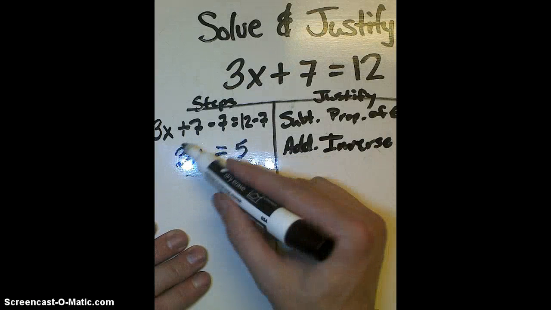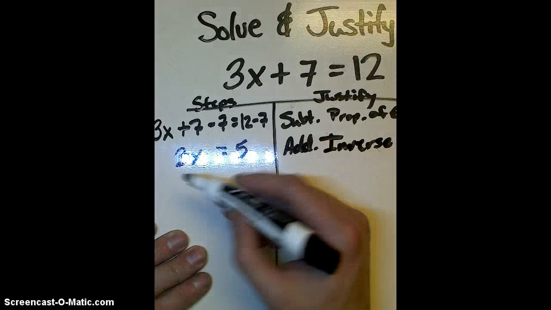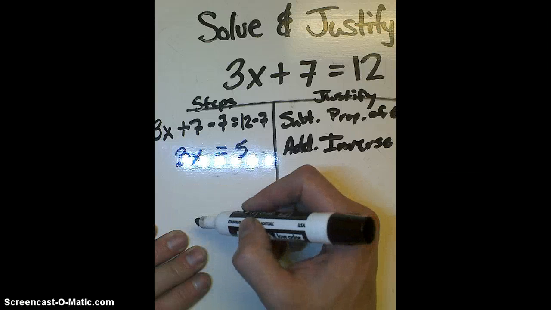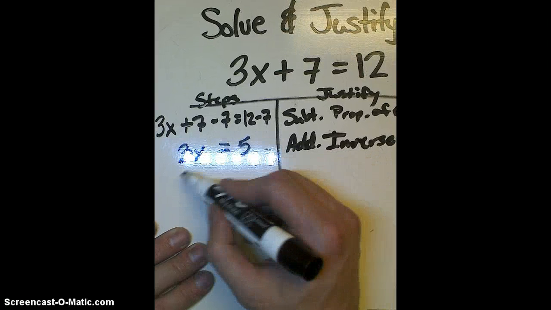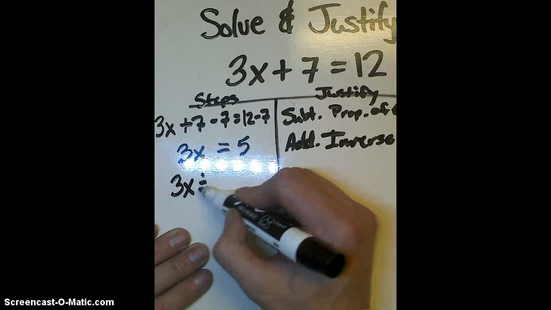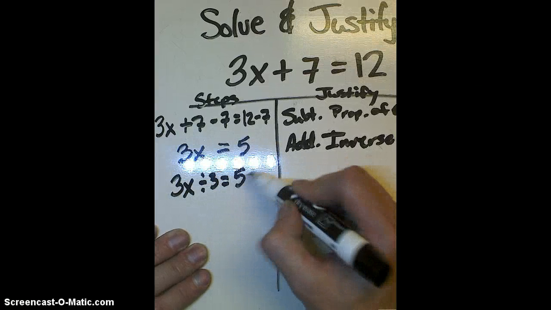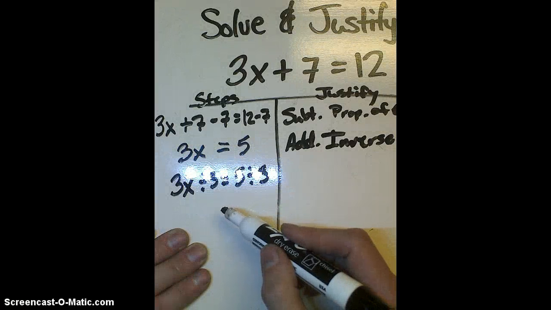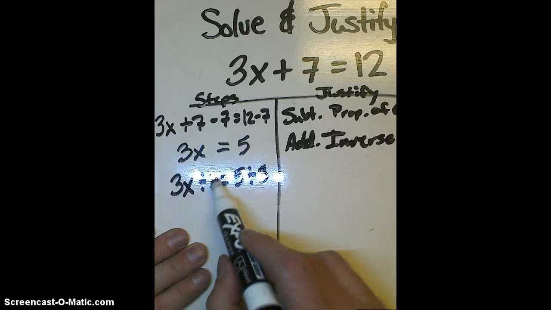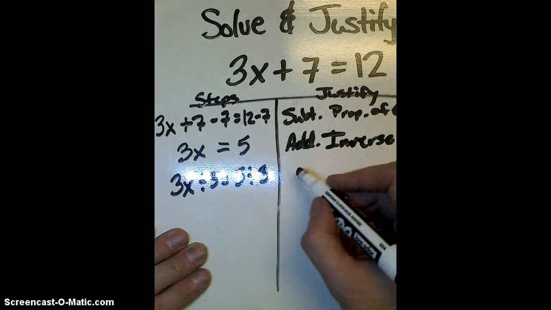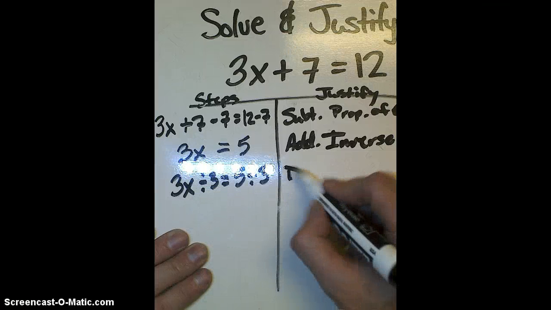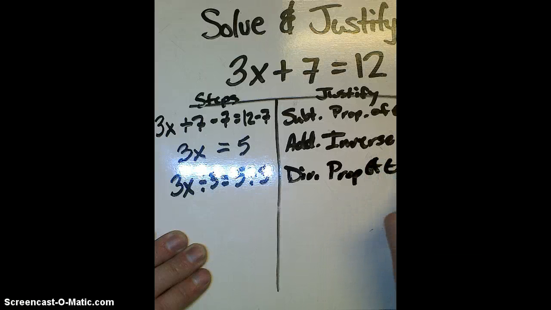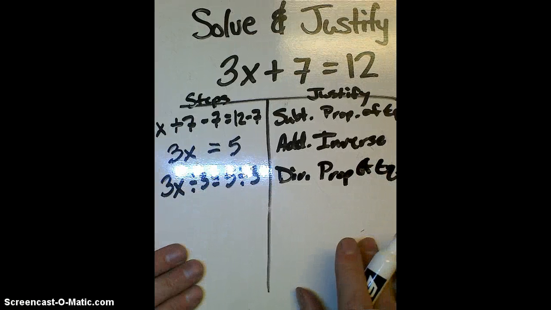Now we want to get rid of the 3, and we can do that in two ways. We can think of it as dividing by 3 or multiplying by 1/3. Most of us are used to dividing, so I'm going to divide by 3, and if I do it on one side, I have to do it on the other side. Keep in mind the idea of multiplying by 1/3 as we go forward. The reason I can divide on both sides is because of the division property of equality.